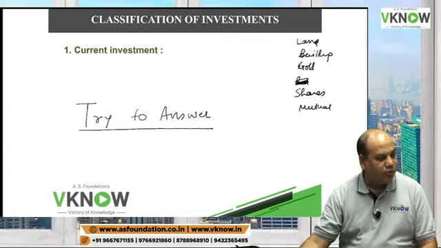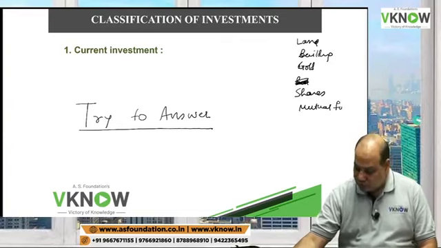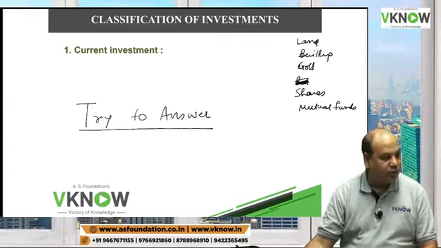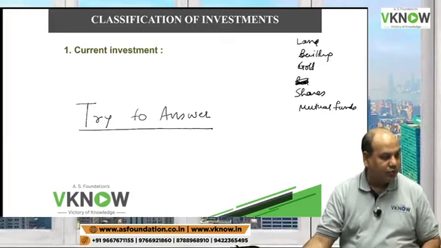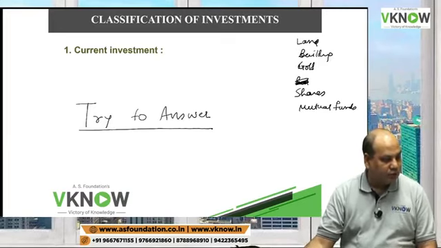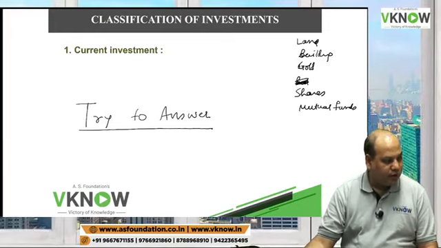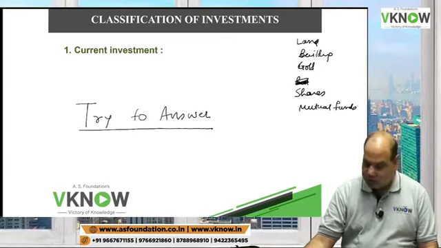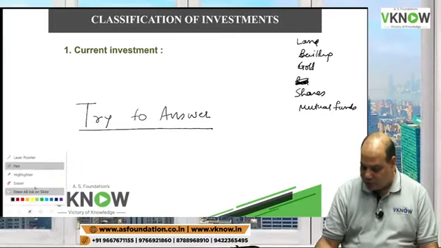Investment held for not more than 12 months. One student is saying investment held for not more than 12 months, within 1 year. Investments which are sold within 1 year. Investments which can be realized in cash within 1 year. Held for less than 12 months. Okay. Most of you are only answering some portion of the definition.